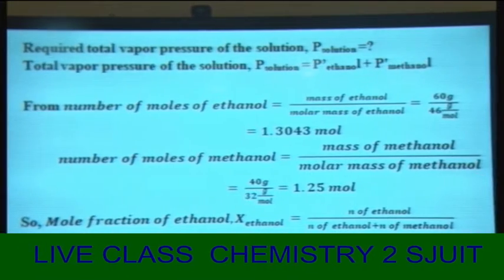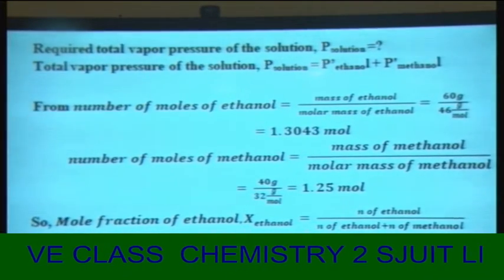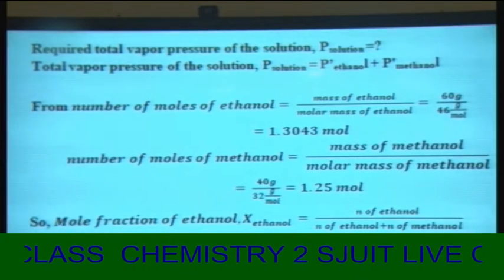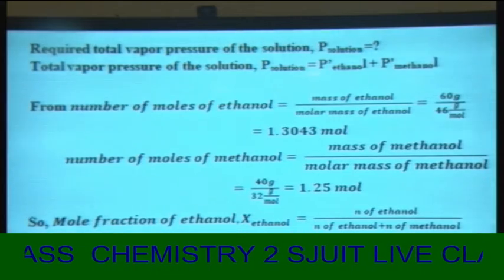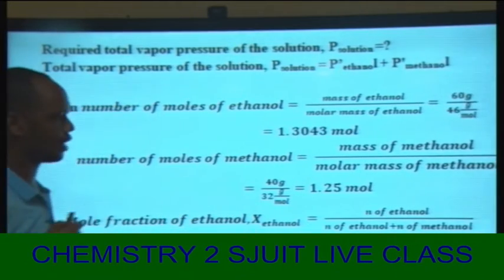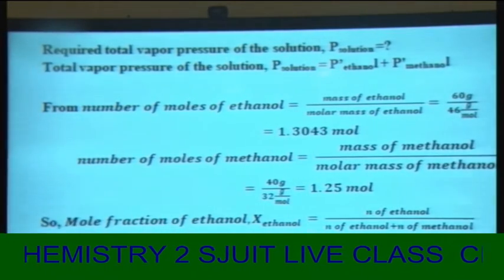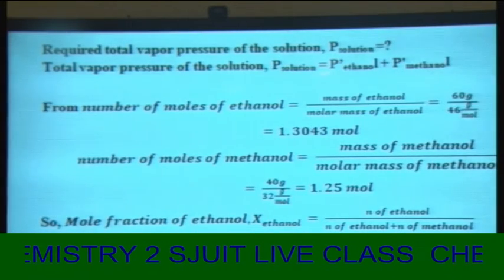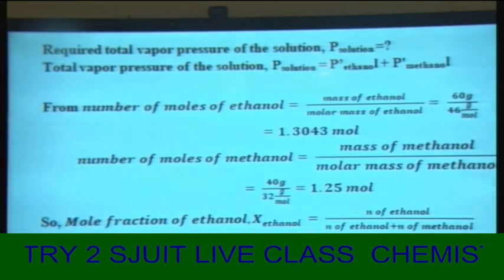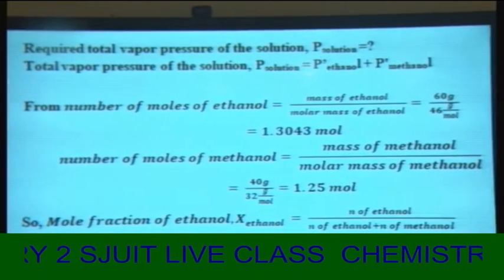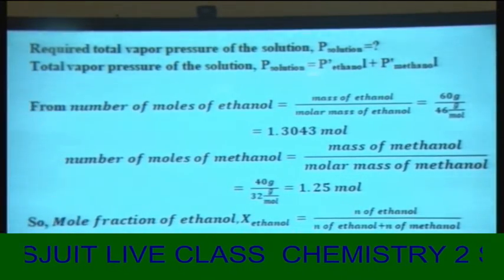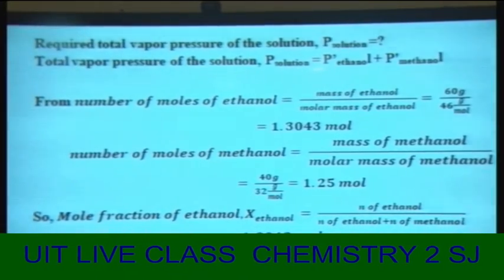Over there you get the number of moles of the first component, that is ethanol. For the second component, which is methanol, you are going to use the same approach of taking the mass of methanol divided by its molar mass. You get the number of moles of methanol. After getting the number of moles of ethanol and methanol, you can establish a mole fraction, and eventually a mole fraction can be used to calculate the partial pressure.